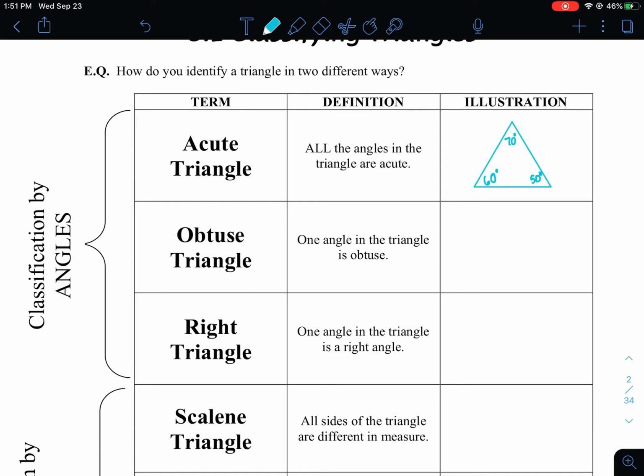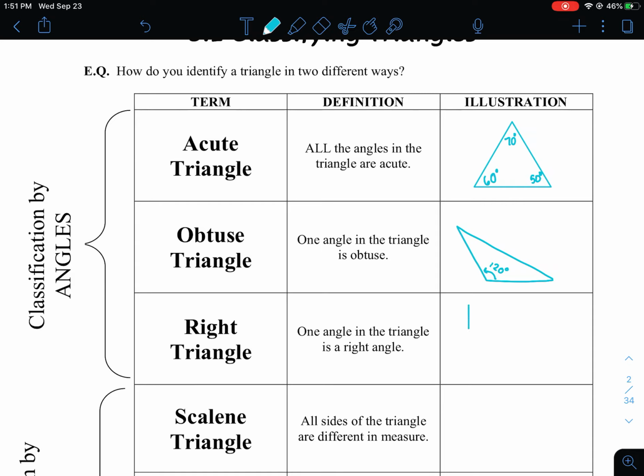Next one is obtuse. An obtuse triangle is a triangle that has at least one obtuse angle. Well, that did not pick up what I wanted. I guess I shouldn't say at least one obtuse. It has one obtuse angle, so I apologize, because it cannot have more than one obtuse angle in it. This angle here is our obtuse angle, and we'll say that's 120 degrees.